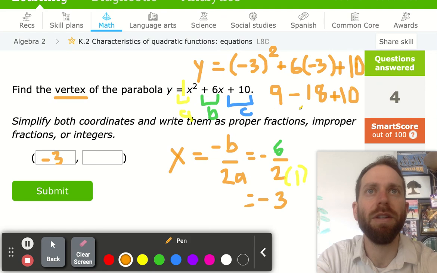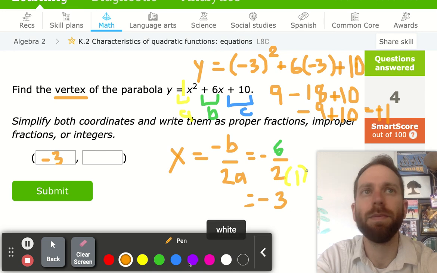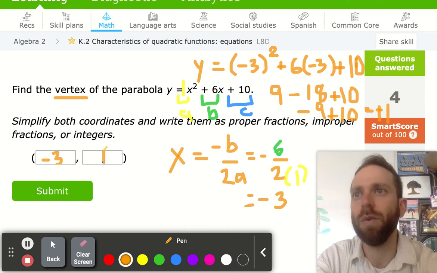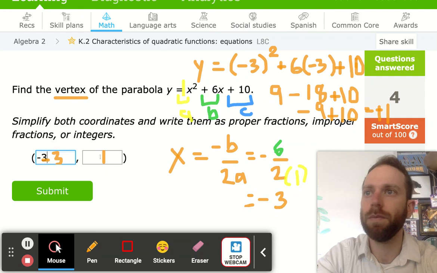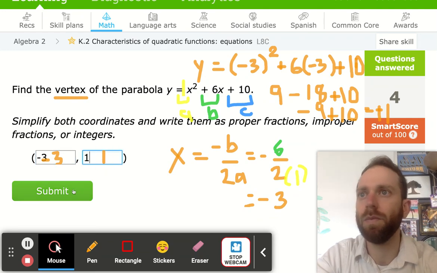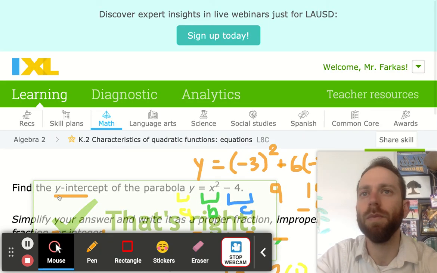So 9 minus 18 would be negative 9. Negative 9 plus 10, that would give me a positive 1. So my y value is positive 1. So I can just write 1 here. My vertex of this parabola is negative 3, positive 1. Huzzah!